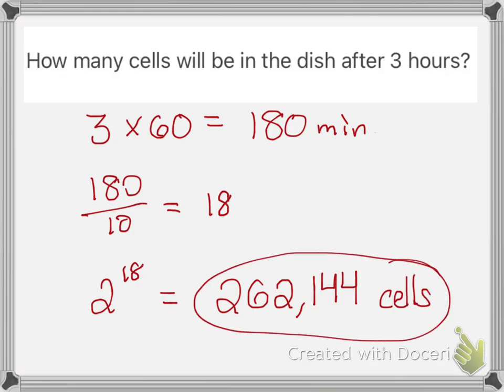And that's it. Let's try another example. What did they say? 4 hours. All right. We'll take that 4, multiply it times 60. And that will give me 240 minutes.